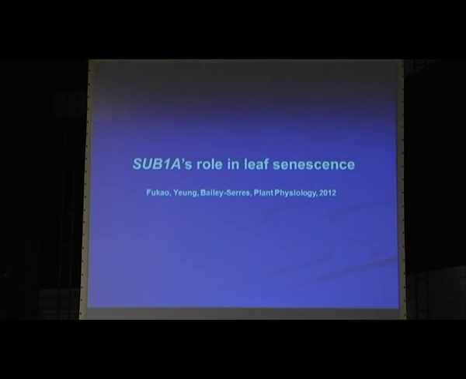And we also tested the effect of SUB1A on leaf senescence. Leaf senescence usually occurs at the end of the leaf cycle. It's a developmental cycle. However, leaf senescence also occurs during submergence, dehydration, and other abiotic stress. So regulation of leaf senescence must be pretty important for abiotic stress tolerance.